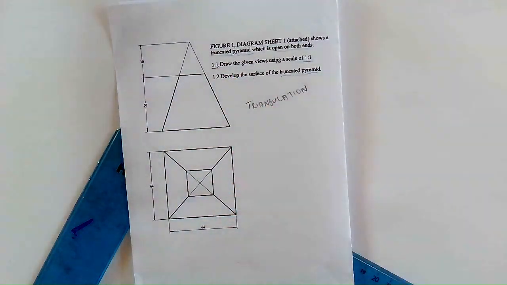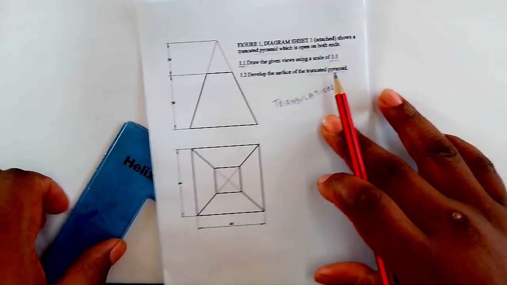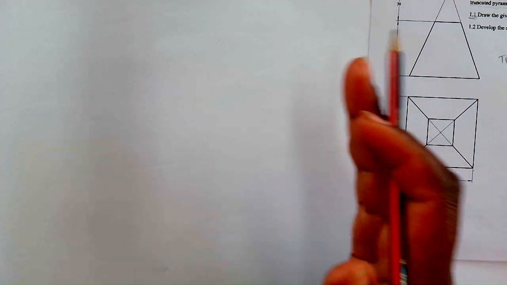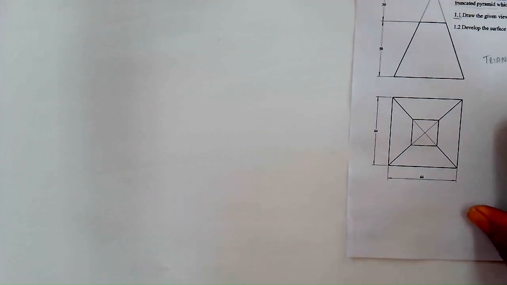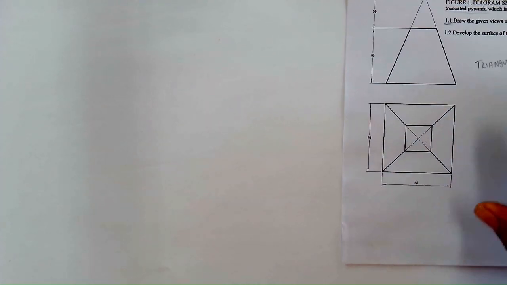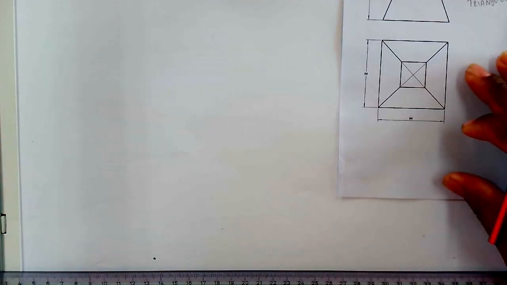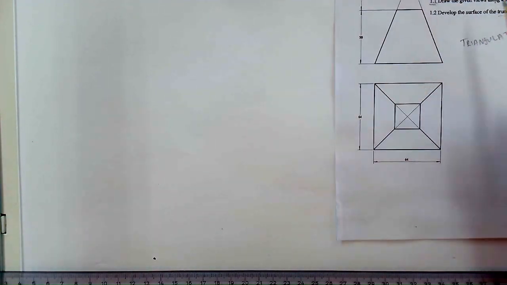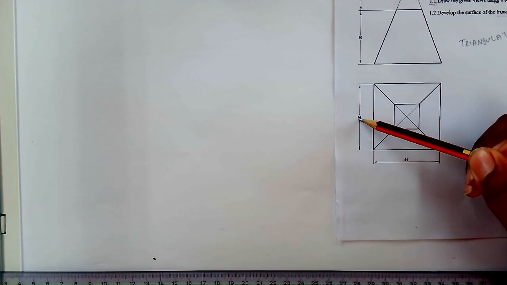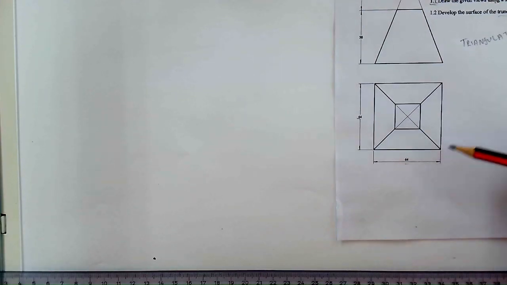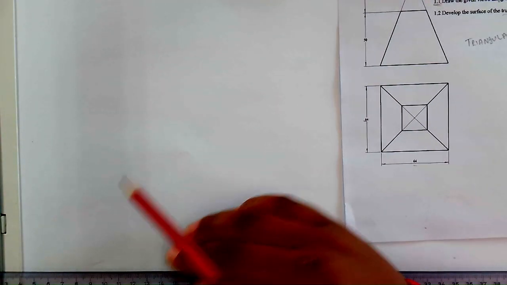1.1. Draw the given views. Advice to you guys, don't draw the views exactly in the middle of your drawing board. Draw them a little bit lower, as low as possible. Start with the top view. You can see we have 65, 64 on all sides.